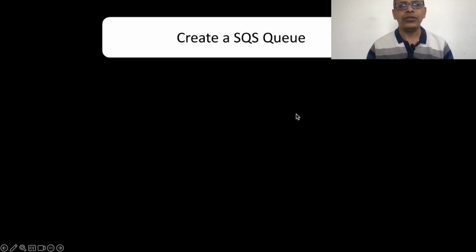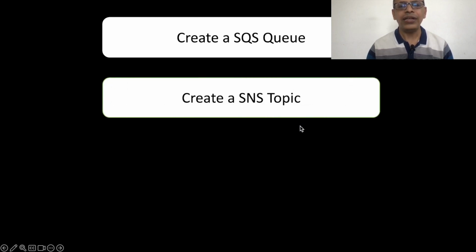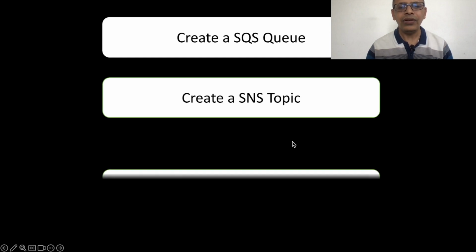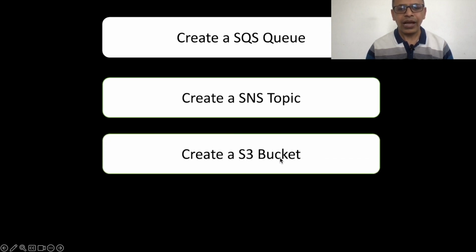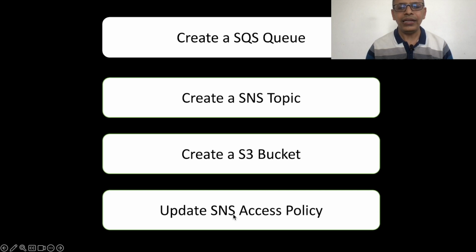So the steps to perform this project will be: we will create an SQS queue first, then we will create an SNS topic and we will configure SNS to talk with SQS. Then we will create an S3 bucket and we will configure the SNS topic policies to communicate with the S3 bucket. So let's quickly go and perform a hands-on activity for this particular project.